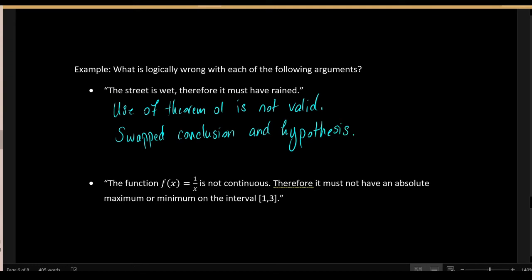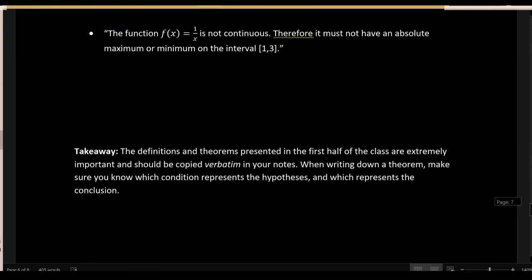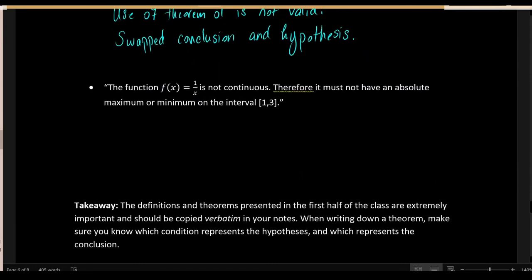The hypothesis, it is raining, is what allows you to use theorem 1 in the first place. If you don't know for sure that it's raining, you cannot use theorem 1, not at all. So this person swapped the if statement with the then statement. Similarly, we have an invalid use of a theorem here in this second example.